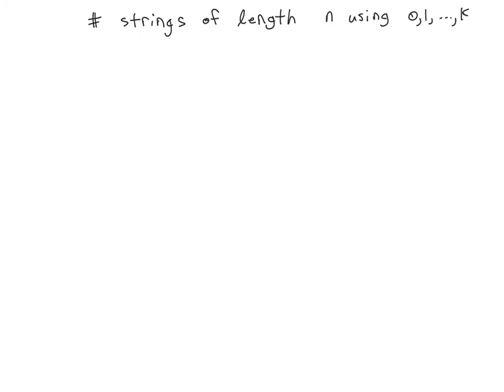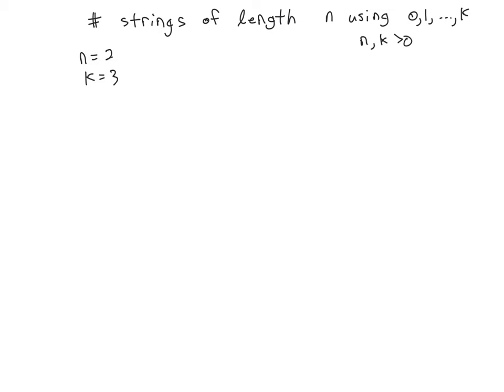As an example of the product principle, let's consider the problem of computing the number of strings of length n, where the string has to use the symbols 0, 1, 2, 3, up to k. It's worth, of course, pointing out that n and k are both positive integers here. And so I guess as an example, let's pick n equals 2 and k equals 3. You will find quickly that these get a little too big to do in general.